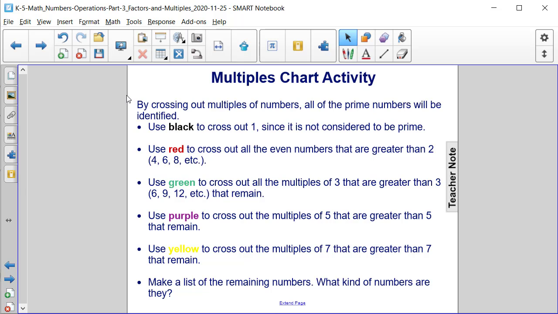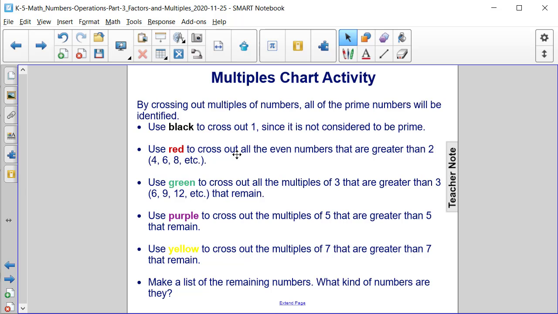Next, we're going to do the multiples chart activity. We're going to follow these instructions using the numbers chart on the next page. By crossing out multiples of numbers, all of the prime numbers will be identified. Use black to cross out 1, since it's not considered to be a prime number, because it only has one factor, itself.